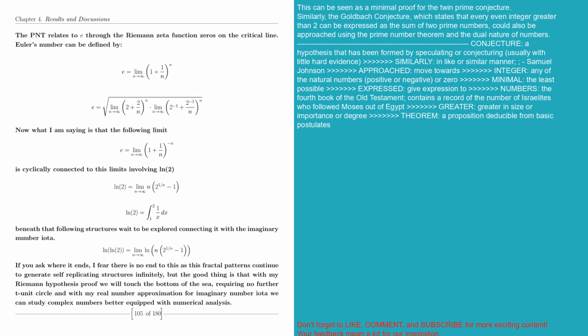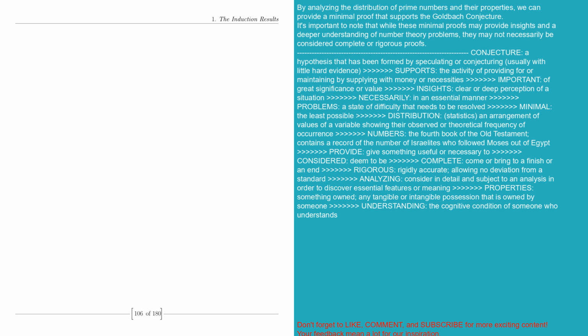Similarly, the Goldbach conjecture, which states that every even integer greater than 2 can be expressed as the sum of 2 prime numbers, could also be approached using the prime number theorem and the dual nature of numbers. By analyzing the distribution of prime numbers and their properties, we can provide a minimal proof that supports the Goldbach conjecture. It's important to note that while these minimal proofs may provide insights and a deeper understanding of number theory problems, they may not necessarily be considered complete or rigorous proofs.